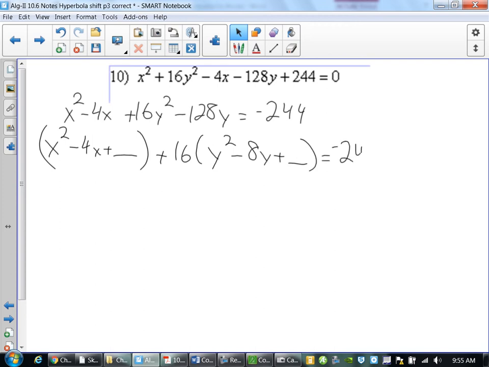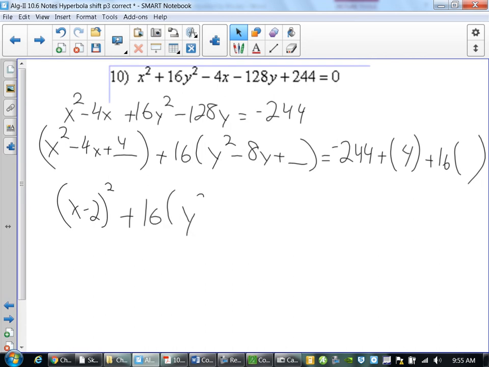Bring back in, we have negative 244 plus something plus 16 times something. Half of negative 4 is negative 2, and squared that gives 4. Add the 16 in, get y minus 4 squared. So I have 256, subtract 240, 16. Convenient, isn't it?